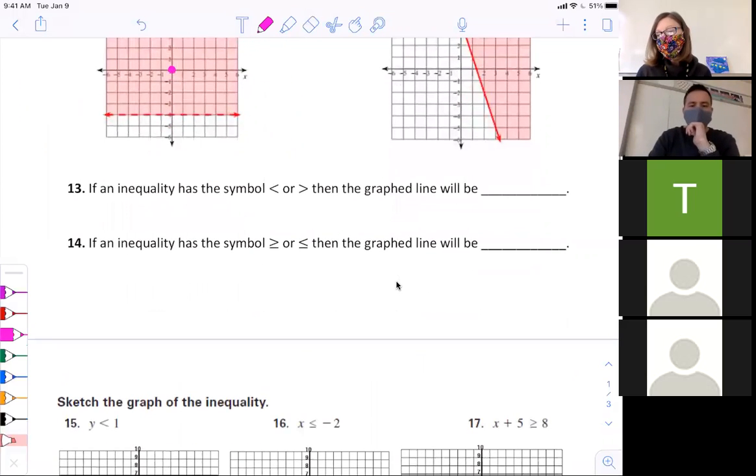13 and 14, if an inequality has the symbol less than or greater than, the graphed line will be, you need to fill in dashed or solid. So if it's less than or if it's greater than, Bill, is it a dashed or a solid line? If our symbol is less than or greater than.